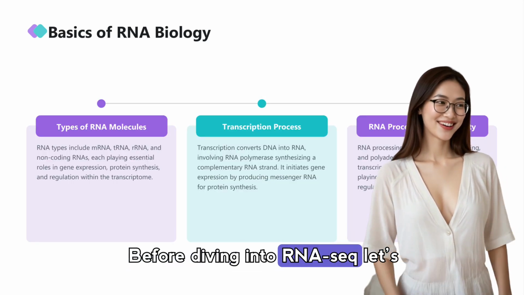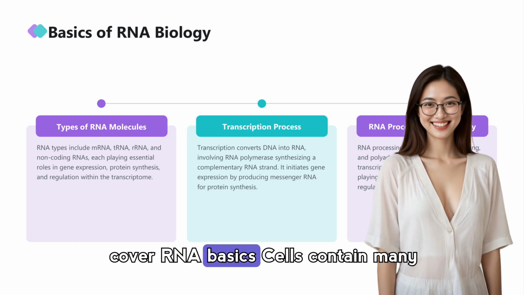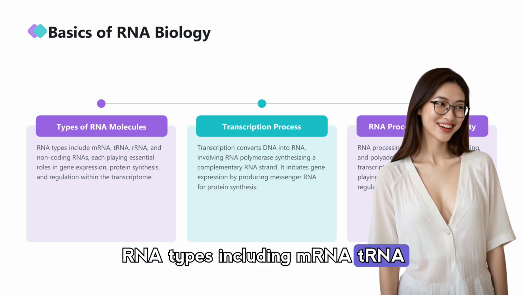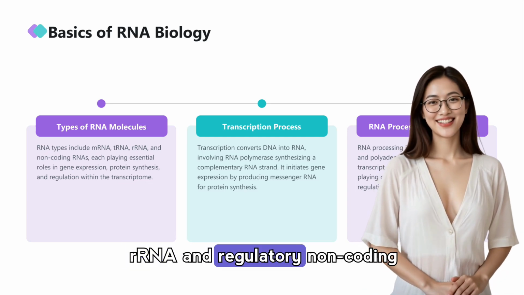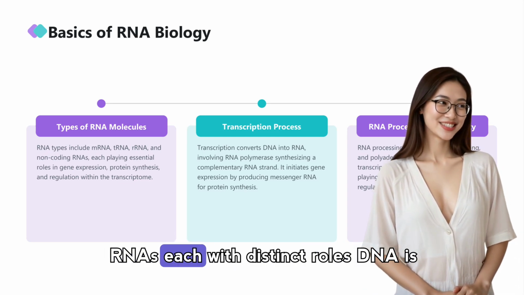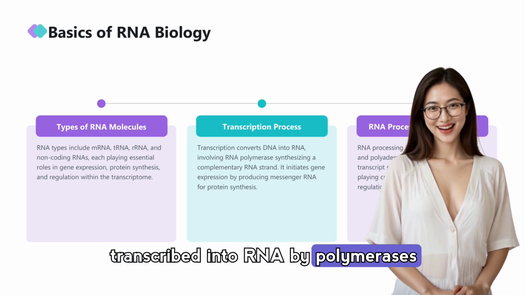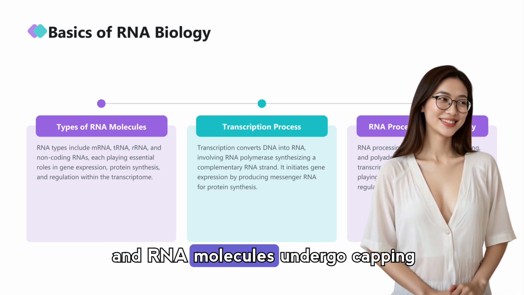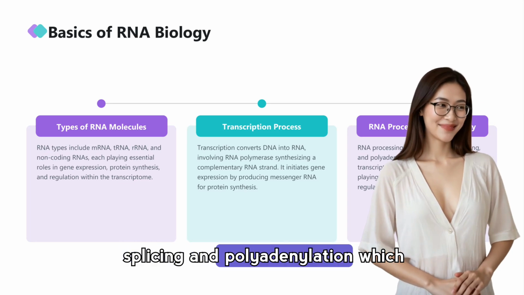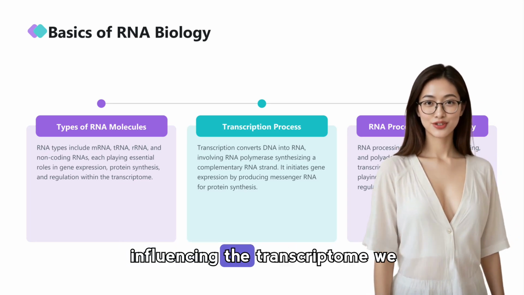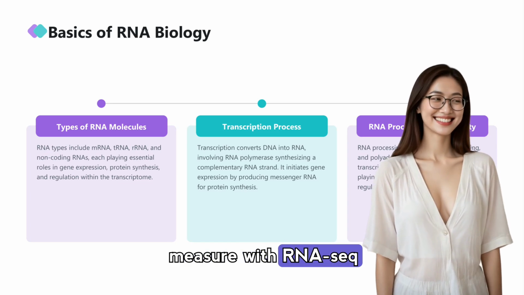Before diving into RNA-seq, let's cover RNA basics. Cells contain many RNA types including mRNA, tRNA, rRNA, and regulatory non-coding RNAs, each with distinct roles. DNA is transcribed into RNA by polymerases, and RNA molecules undergo capping, splicing, and polyadenylation, which shape stability and translation, influencing the transcriptome we measure with RNA-seq.